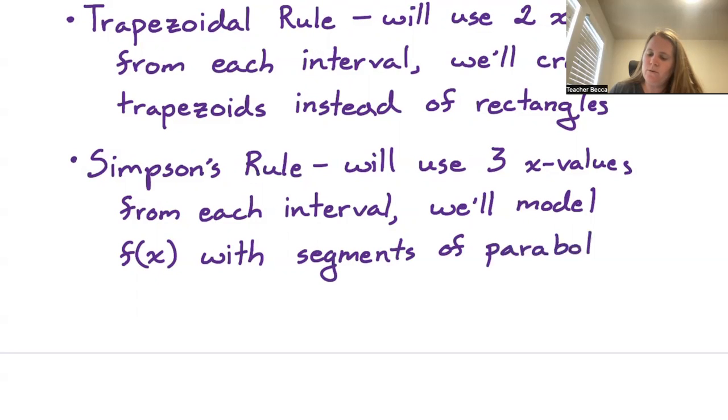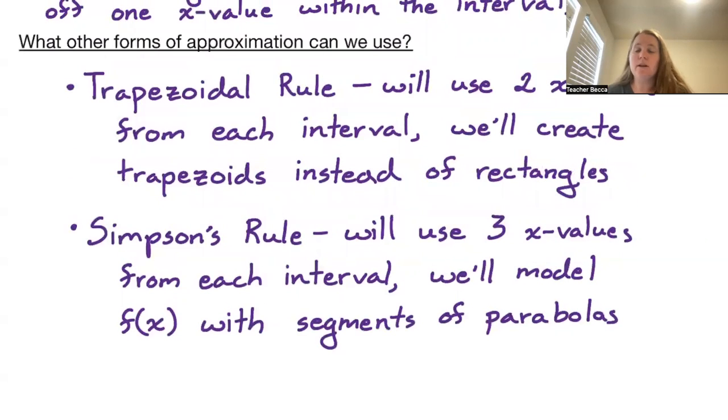So as a general rule, each time we add more x values to incorporate, we should get a little more accurate with our approximations. Likely we'll need fewer intervals the more information we use in each piece. So in the next videos, we will look a little deeper into the trapezoidal rule and Simpson's rule.